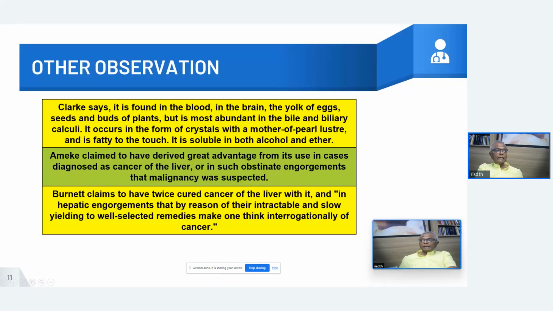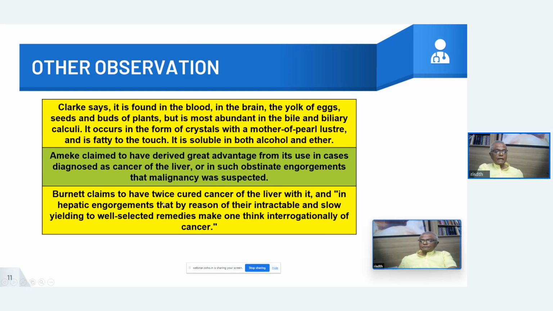Then Clark writes that it is found in the blood, brain, and yolk of eggs, seeds, and buds of the plant, but it is abundant in the bile and biliary calculi. It occurs in the form of crystals with mother-of-pearl luster and is fatty to the touch. It is soluble in both water and alcohol. Then Amlet claimed to have derived great advantages from its use in cases diagnosed as cancer of the liver or in such obstinate engorgement that malignancy was suspected.